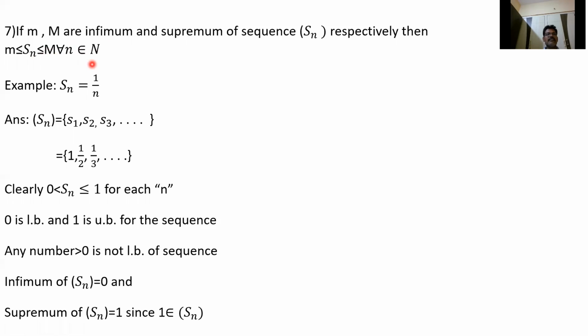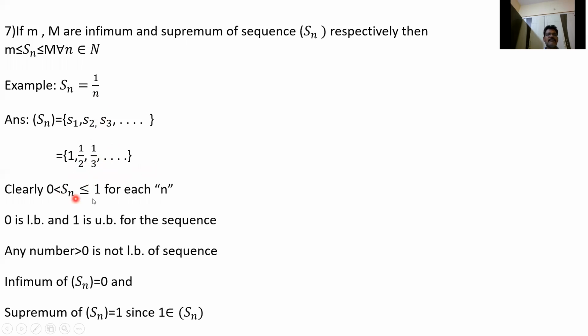Now we see one example on infimum and supremum. Let Sn equal 1 by n. The sequence Sn can be written as S1, S2, S3, S4 and so on. For n equal to 1 we get 1, n equal to 2 gives 1 by 2, n equal to 3 gives 1 by 3, n equal to 4 gives 1 by 4. You observe that every term in this sequence is greater than 0 and every term is less than or equal to 1.